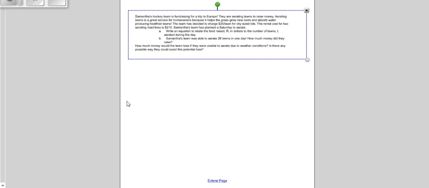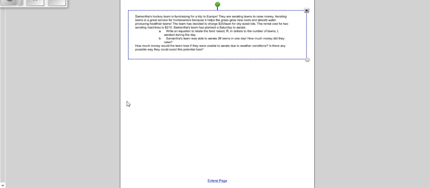Hi, so here is the first question from your assignment. It's about Samantha's hockey team, and they're trying to fundraise to go to Europe. They have figured out that they can aerate some lawns at a charge of $35 per lawn, and the cost to rent the aerating machine is $215. The first part of the question asks you to write an equation to relate the funds raised R in dollars to the number of lawns L aerated during the day.